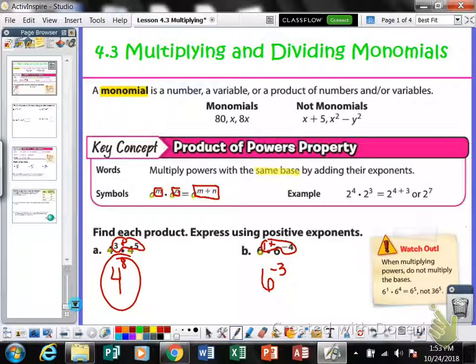Is this expressed using positive exponents? No, it is not. So go back to the previous lesson. When we had a negative, we would reciprocate it. So 6 to the negative third would be the same as 1 over 6 to the positive third. That's how we get rid of that negative and make it positive.